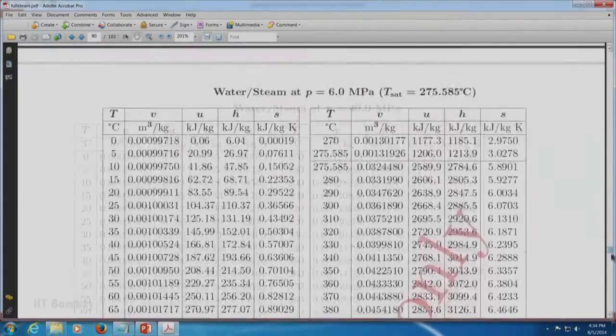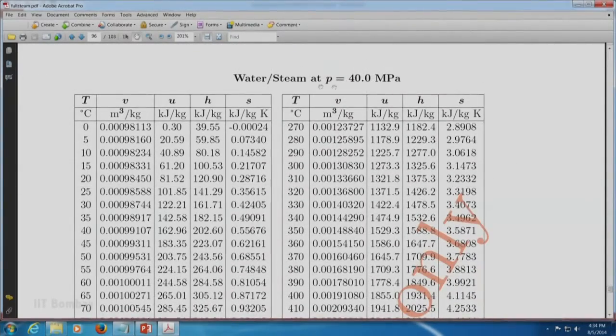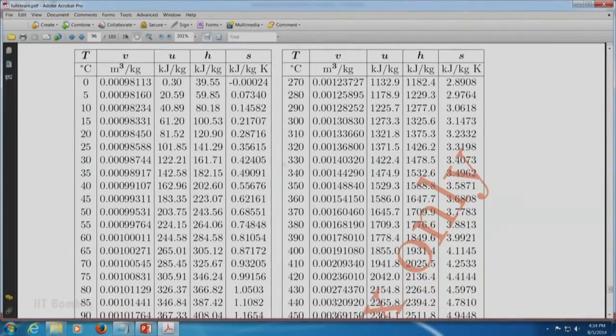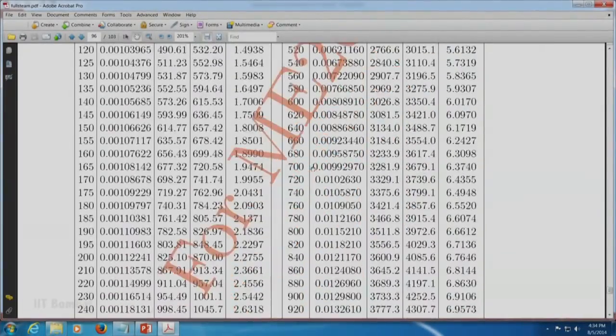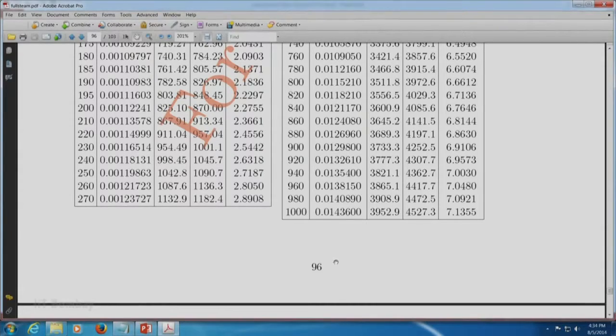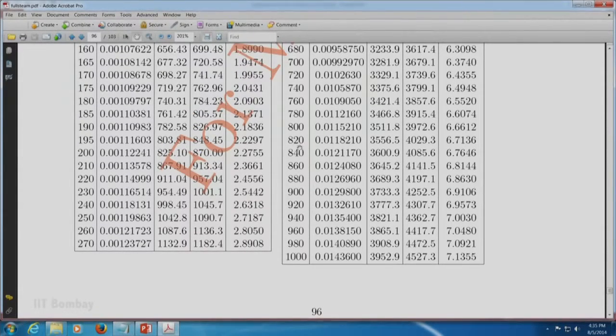And in this way we can go down to very high pressures, 40 MPa in this case, again the temperature ranging from 0 degree centigrade to 1000 degree centigrade. What you can see here, the increment is of 20 degree centigrade in the later part, it is around 10 degree centigrade or 5 degree centigrade in the earlier part of temperatures. So we have to do correspondingly the interpolation together to get the respective properties at a given temperature.